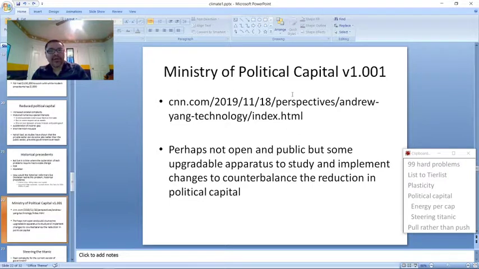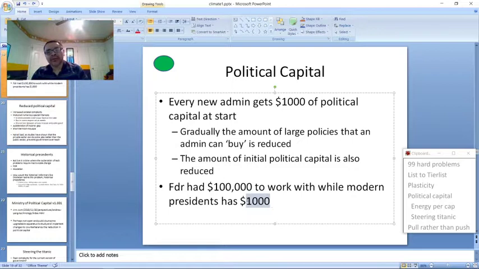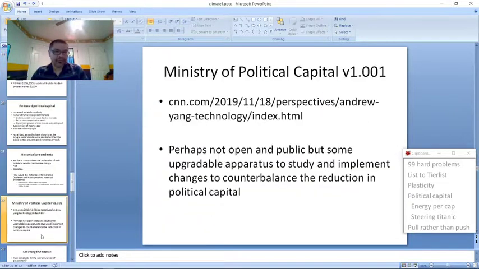perhaps we can start a ministry to at least transform this $1,000 into $10,000.